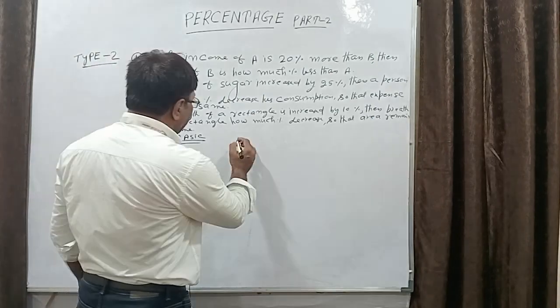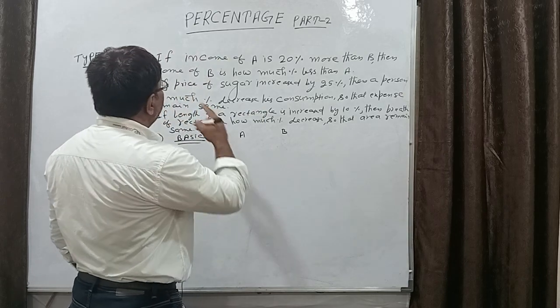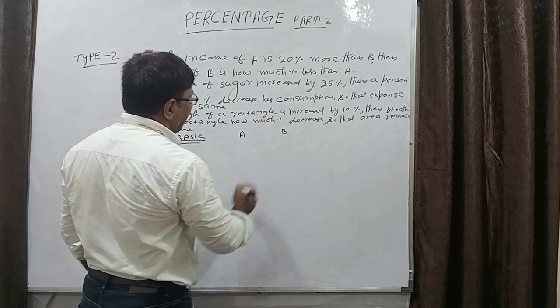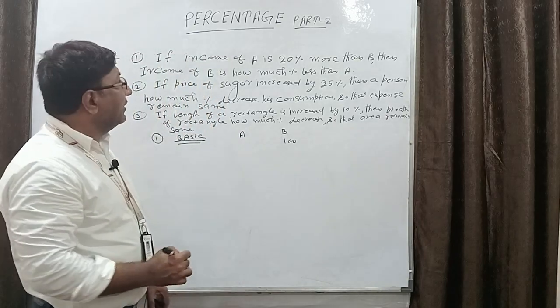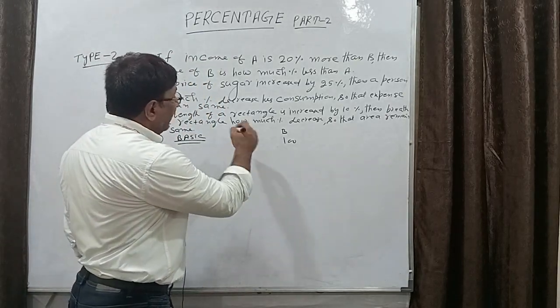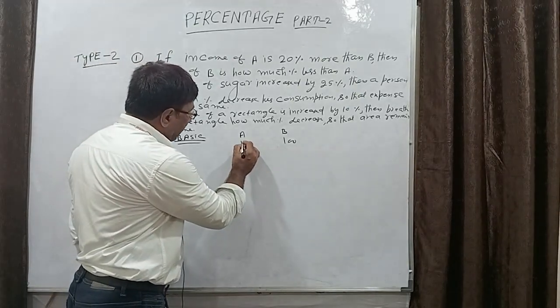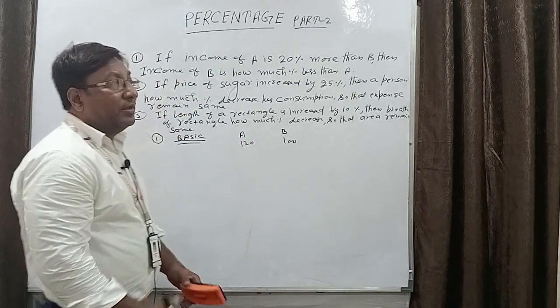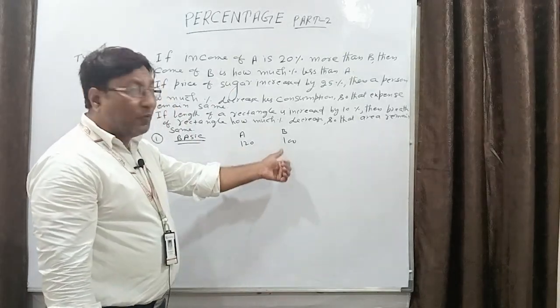Suppose these are two persons, one is A and the second is B. Income of A is 20% more than B. So suppose B's income is 100. So A's income will be what? 20% more, that is 20 more in 100. So we'll get 120. Now we know income of A is 120, income of B is 100.